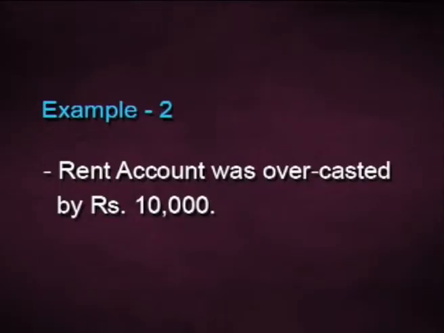Rent account was overcasted by rupees 10,000. I hope you understand that this error, also being a totaling error, has affected only one account, that is rent account. As this is an overcasting error, it implies that rent account has been wrongly over totaled by rupees 10,000 on the debit side, resulting in an increase in total rent by rupees 10,000.